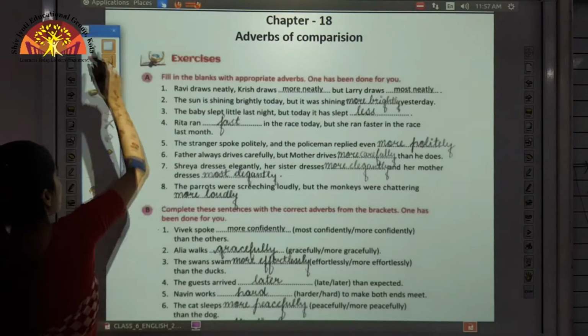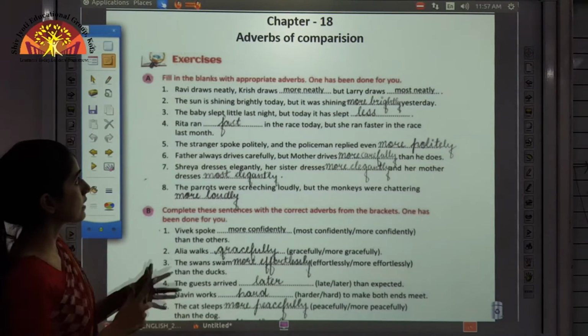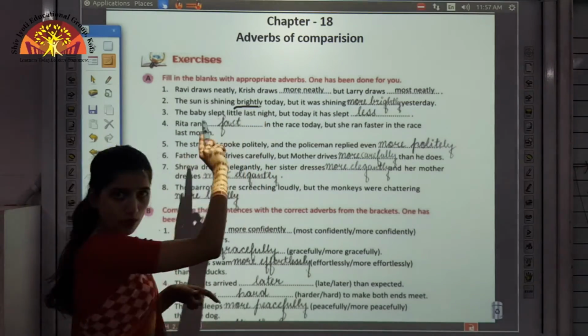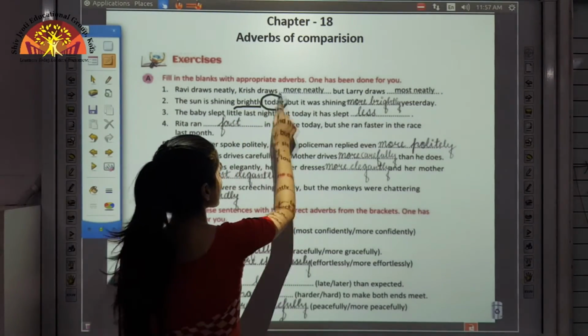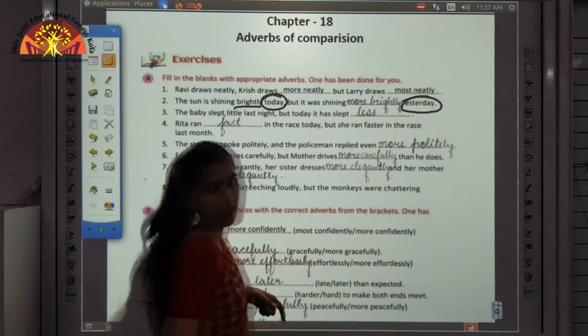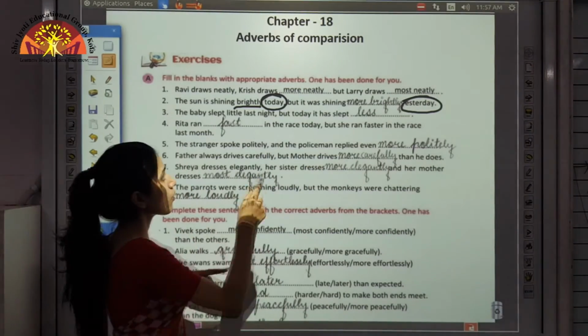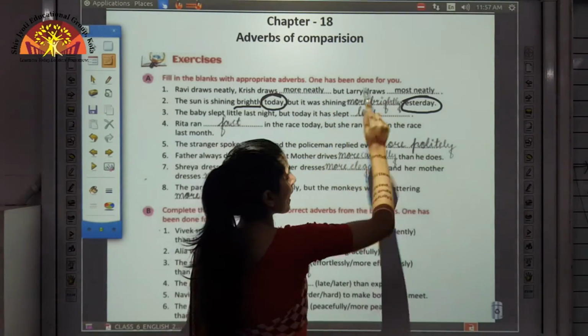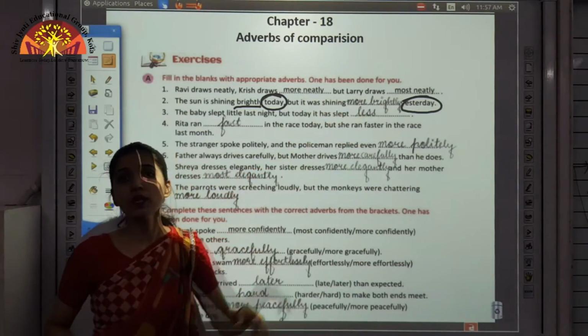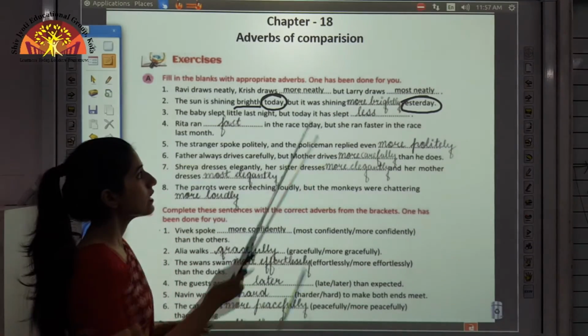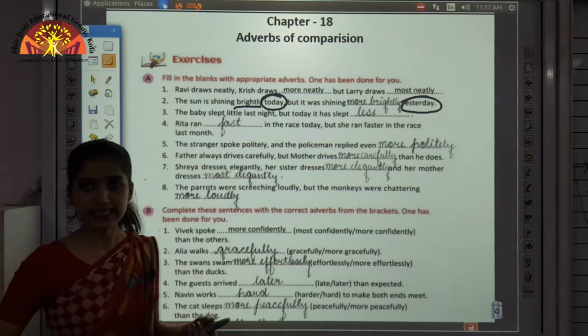Let's see. The sun is shining brightly today, and we were comparing between today and yesterday, right? So we have used more brightly. We have to write more brightly over there. In this way you need to do this exercise.